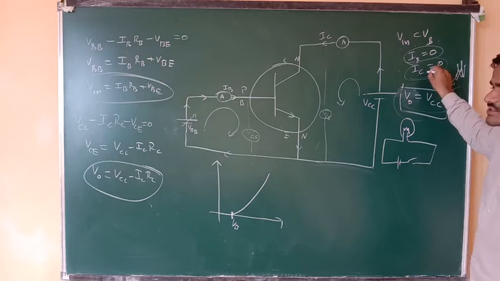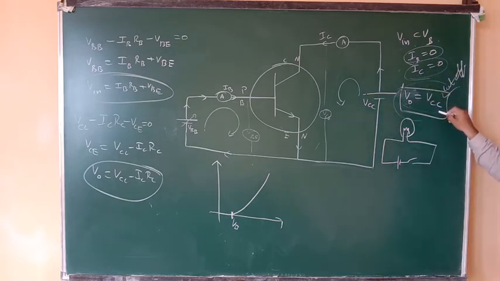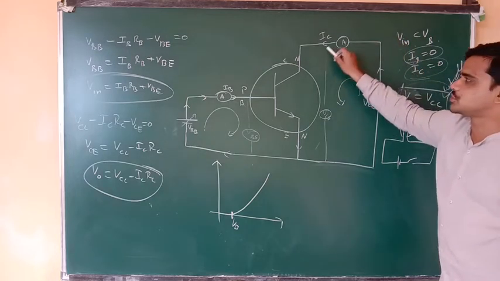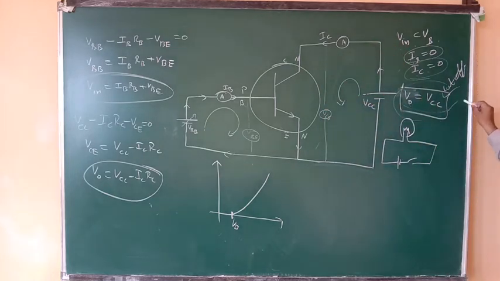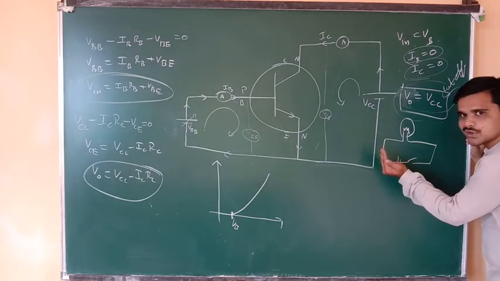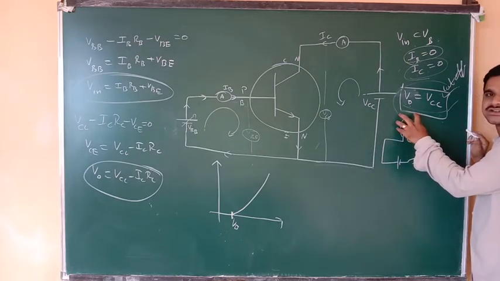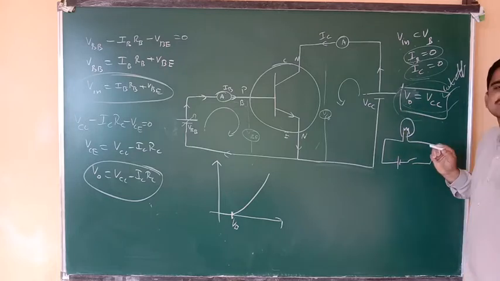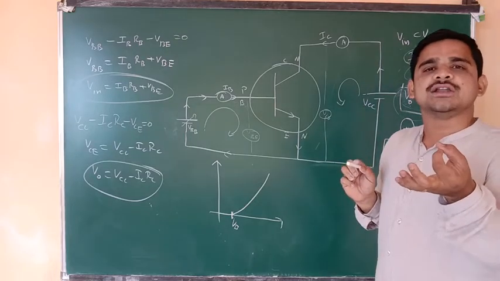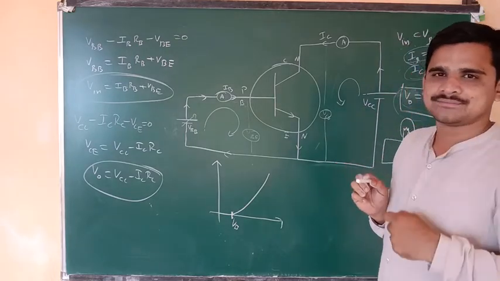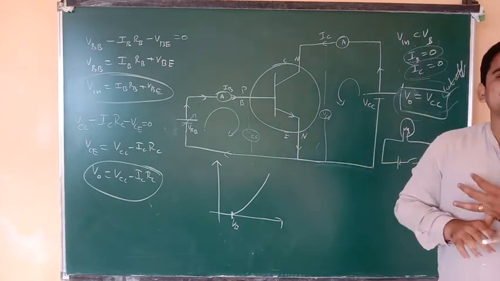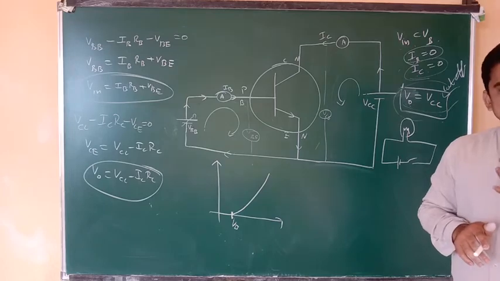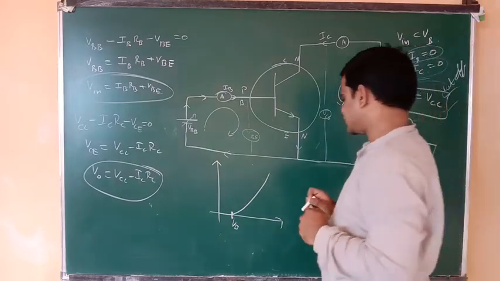When the output current is 0, what am I getting? V0 is equal to VCC, which means no potential drop is there. No potential drop means it is in a cutoff state. When the switch is opened, what happens here? The bulb does not glow. The bulb is not glowing, so simply, the bulb is in off state. Understood? That's why I am taking this as a cutoff state, like a switch.